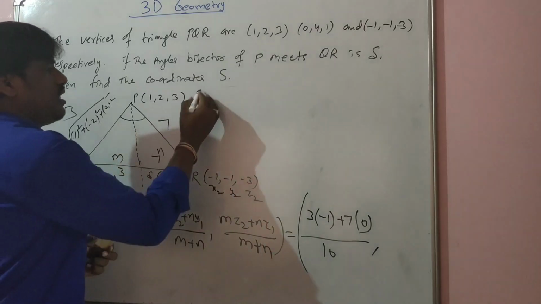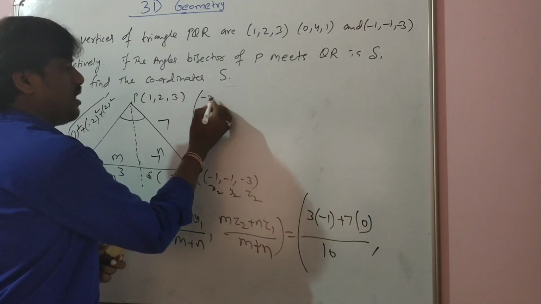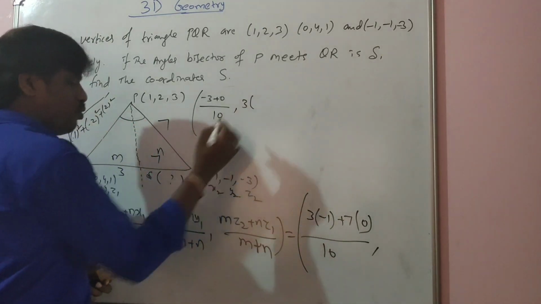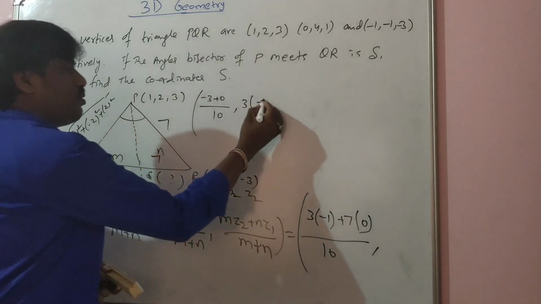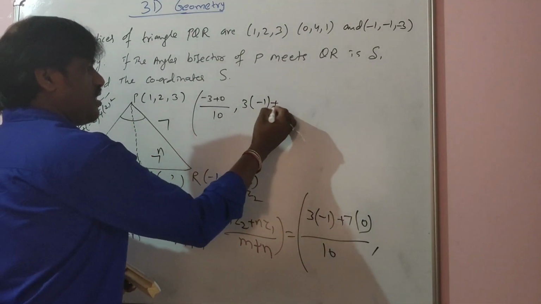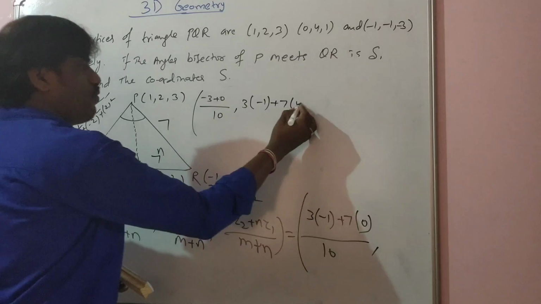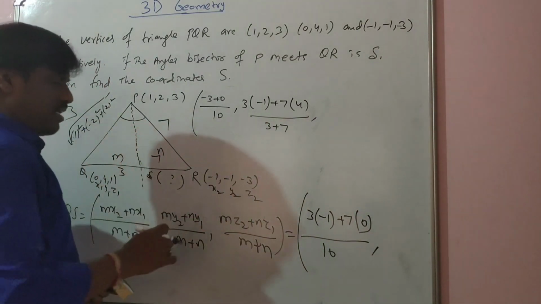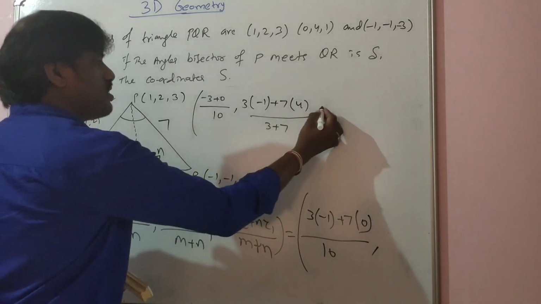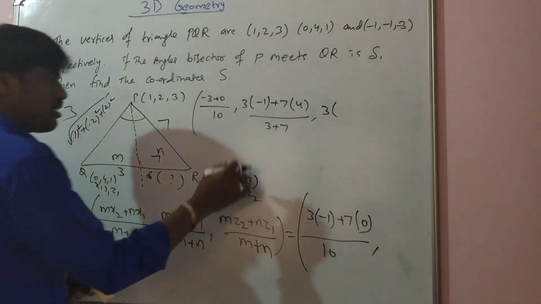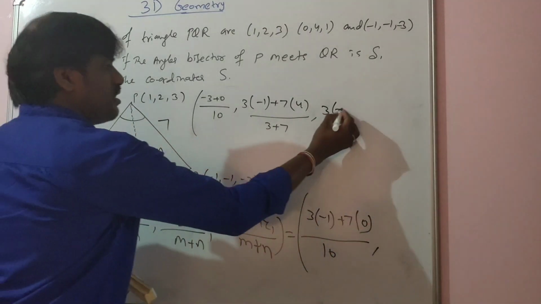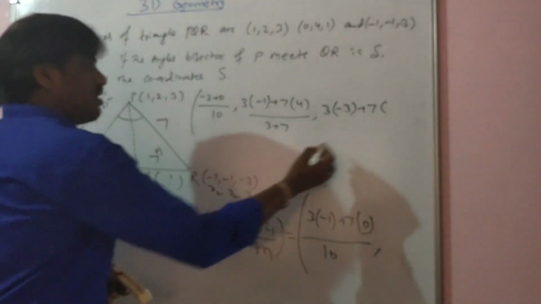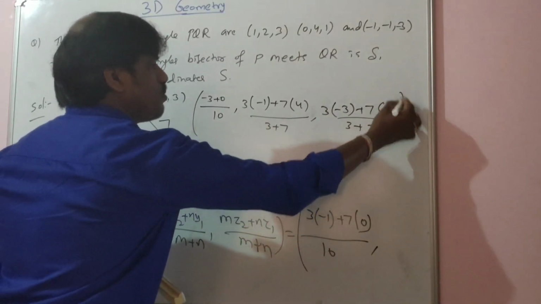Okay, so finally I got here, this point is (minus 3 plus 0) upon 10, and the y point here: m is 3 into y2, y2 is equal to minus 1 plus n is 7 into y1, y1 is 4, divided by 3 plus 7. Hope you understand, that's okay. M is equal to how much here, 3 into z2, z2 is minus 3 plus n is 7 into z1, that is 1, upon 3 plus 7. That's what I am going to get.